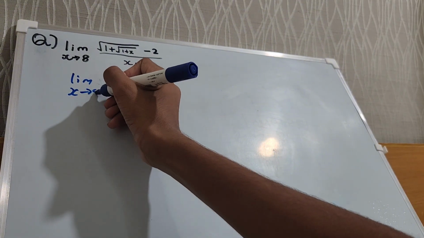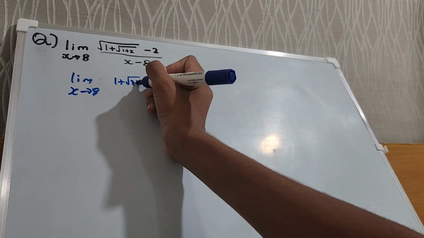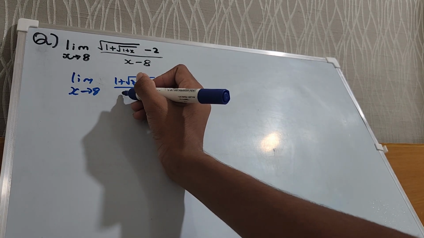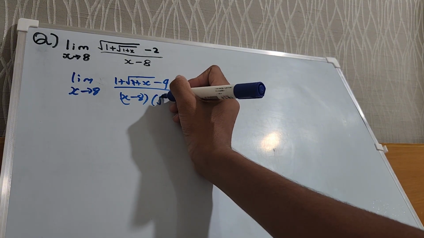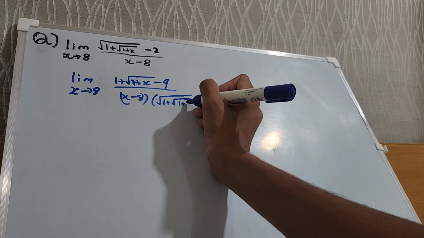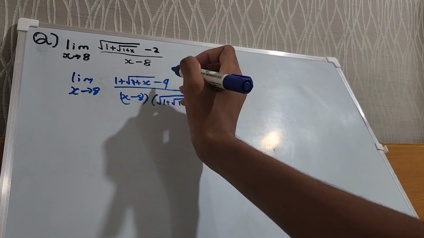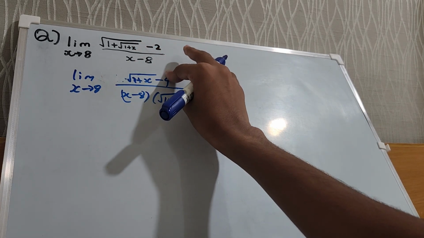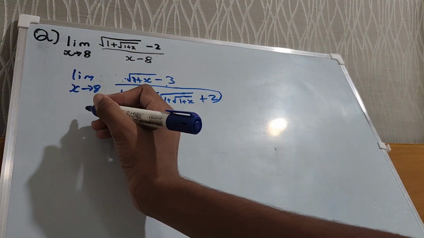If you rationalize in this problem, limit x tends to 8, you get 1 plus root 1 plus x minus 4 by x minus 8 into root over 1 plus root over 1 plus x plus 2. Now this will become 3, right? We can just write this as minus 3. Now we rationalize again.